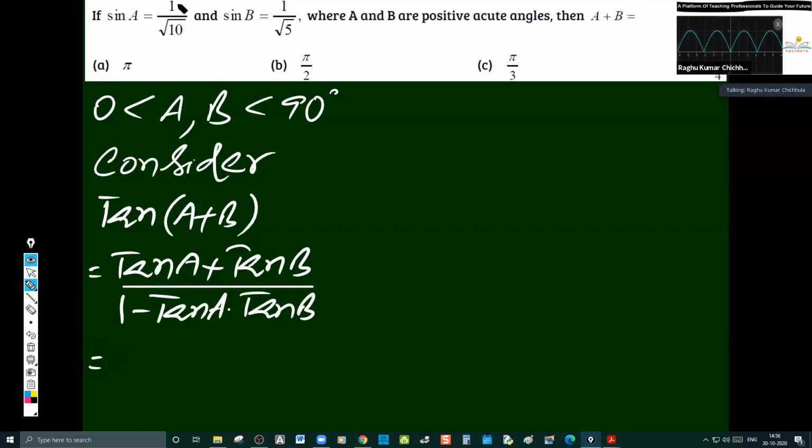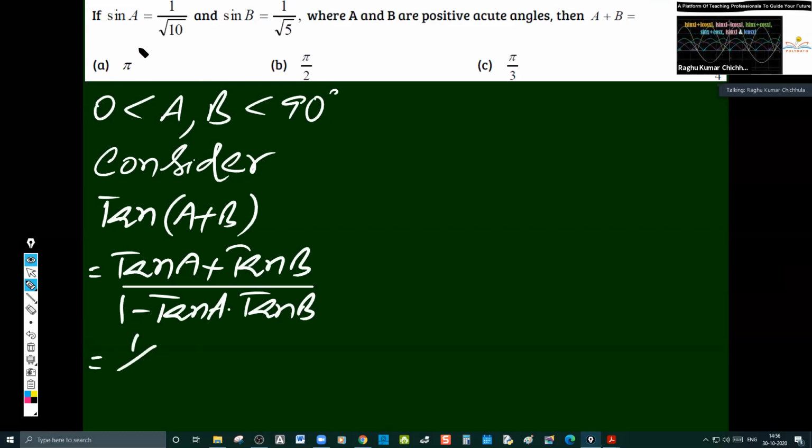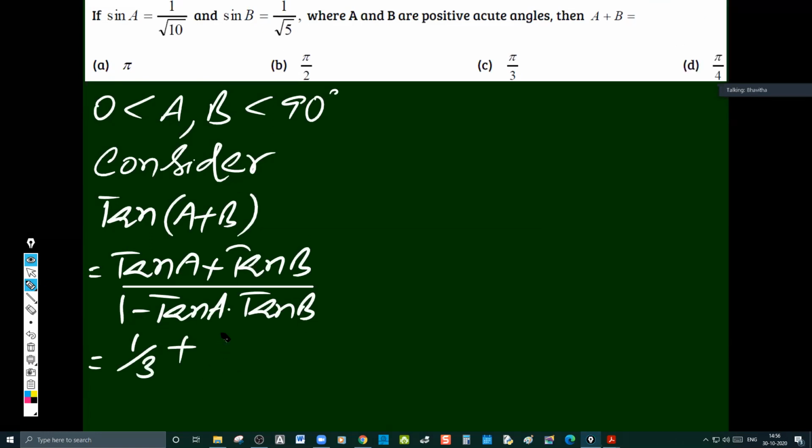When you know sin A, it is opposite side by hypotenuse, no? What is the opposite side there? 1. What should be the hypotenuse? Square root of hypotenuse square minus side square, that is 10 minus 1, 9, root 9 is 3. What about tan B? Opposite side by hypotenuse is 1 by 2.